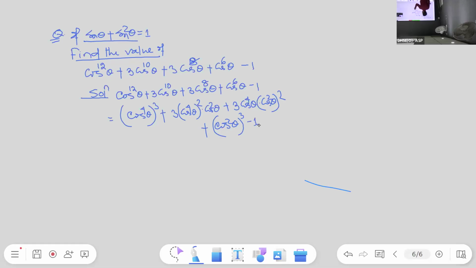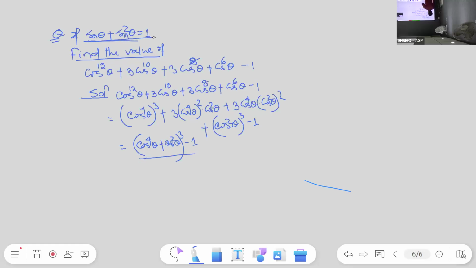Minus 1. Now you have seen this formula: a cube plus b cube plus 3a square b plus 3ab square, which is nothing but equal to a plus b whole cube. This is equal to cos to the power 4 theta plus cos square theta whole cube minus 1. Okay. So we have to find the value of this expression.